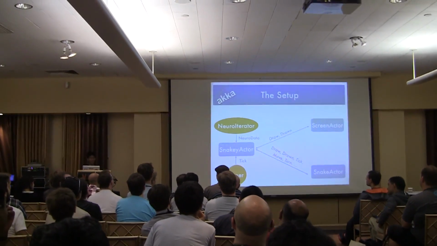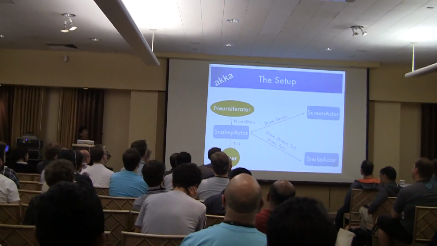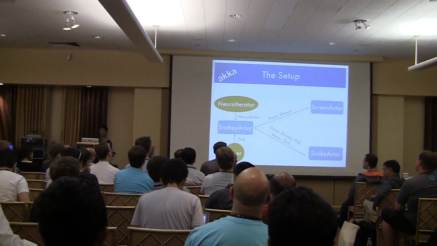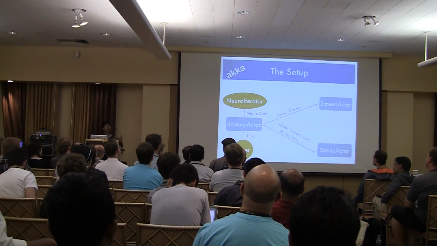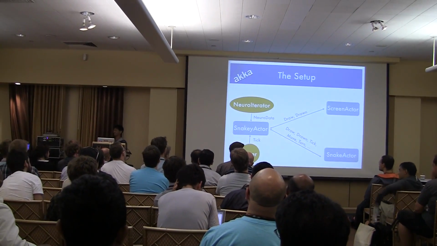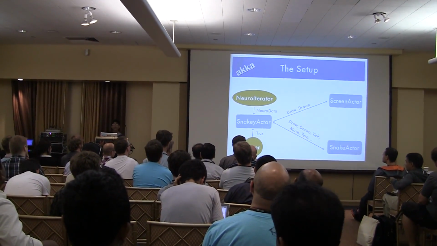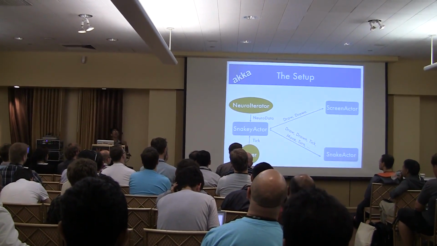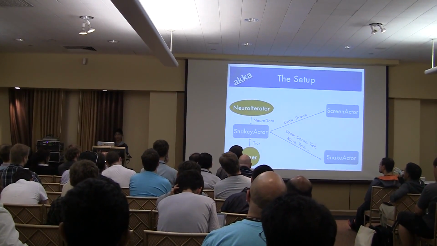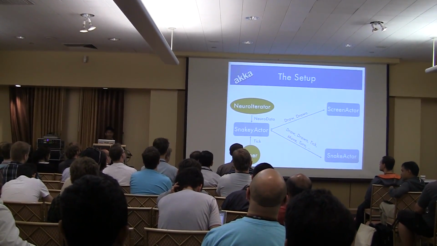But basically, the idea is I have my two streams of data coming in, my Neuro iterator and my timer. Whenever the Neuro iterator receives data, it just forwards it to the snaky actor. And my timer, at a constant rate, sends ticks. This is where I update my snake and how it looks on the screen.